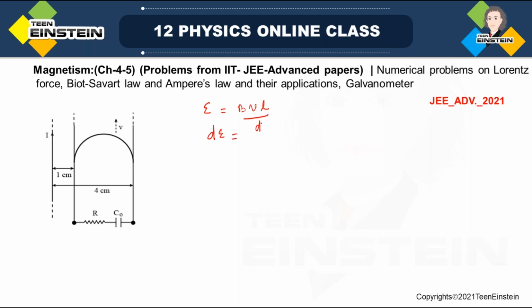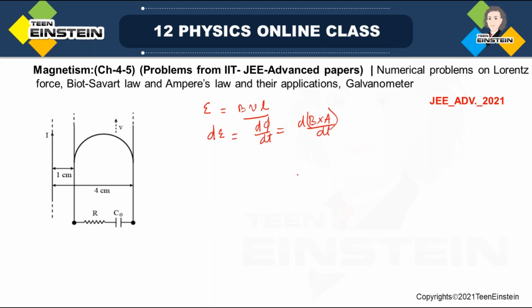EMF means dΦ by dt. What is dΦ? What is Φ? Φ is the magnetic flux. So magnetic flux is magnetic flux density into area, divided by t. So this is finally the thing.